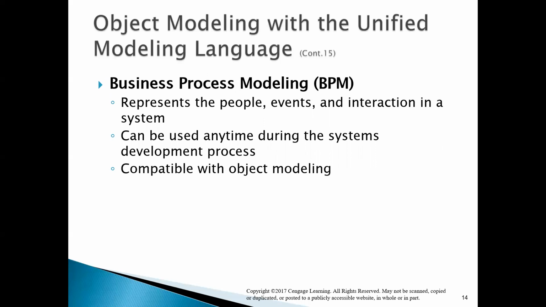Business process modeling, or BPM. A BPM represents the people, events, and interaction in a system. It can be used anytime during the system's development process. It's compatible with object modeling.